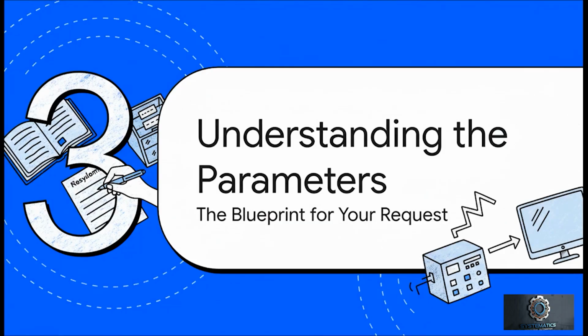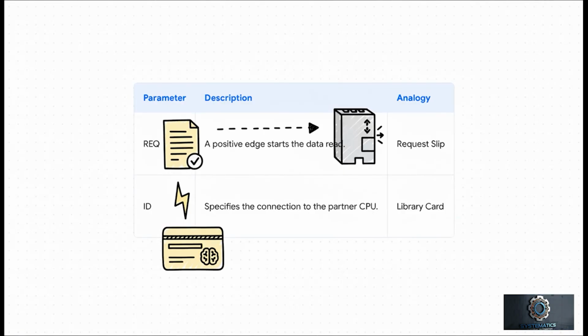All right, our workspace is prepped. Now for the fun part. Let's actually fill out that library request slip and look at what each parameter on the Get block actually does. First up are the control parameters. Think of the REQ input as you physically handing the request slip to the librarian. A positive edge, that flicker from false to true, is what kicks the whole thing off.